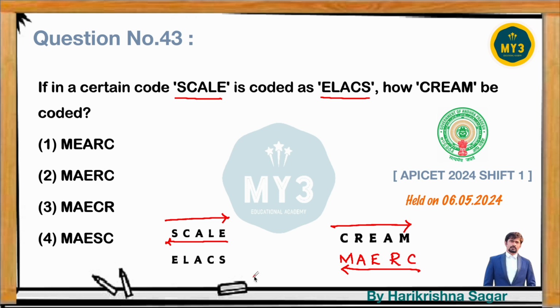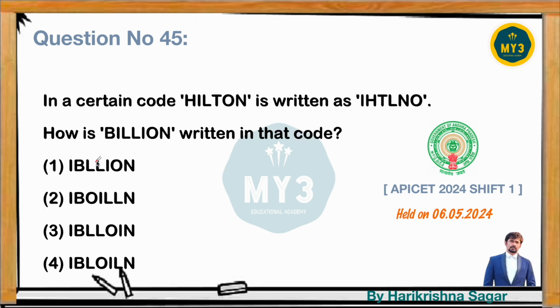So which is the possible answer? M, A, E, R, C is available as option 2. You can mark it as the answer choice. Hope you are able to understand this. It's a very simple model. Only your eyes need to work properly to solve this type of question. Let's look at the next question.